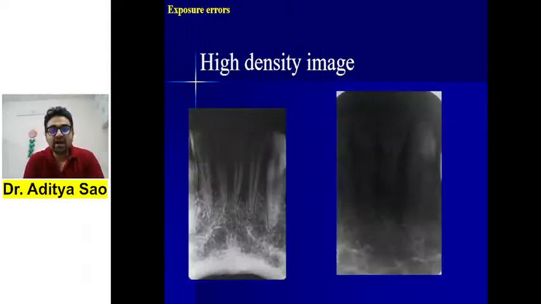Next is your high density image. High density, again, the whole area will look black, more towards the blackish side. Low density, it will look more towards the light side. Okay, this will be more towards the dark side.